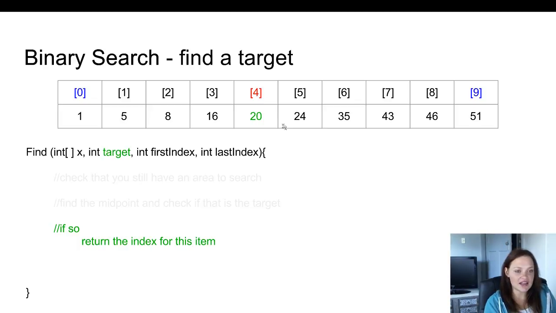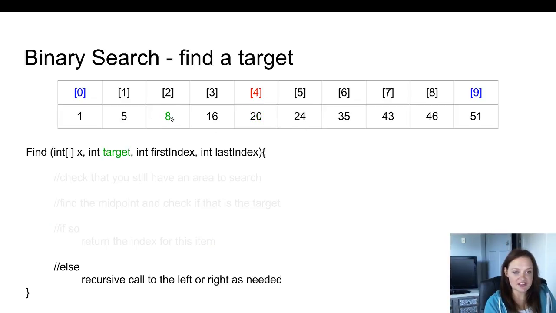In our case, that isn't the target because 8 was our target, so that means we're going to be making the recursive call, and we make the recursive call to the left or right. So what we've identified by using the midpoint is we can say, okay, is my target less than the element here? And if it is less, then we're going to make a recursive call to the left. If our target was greater, let's say our target was 43, we'd be making a recursive call to the right.